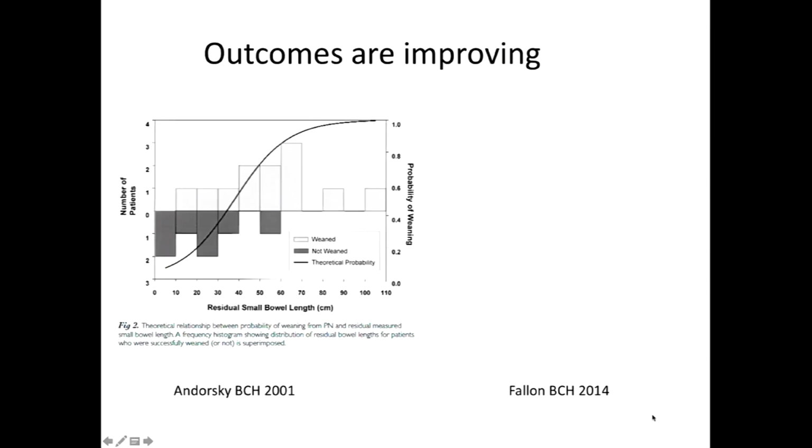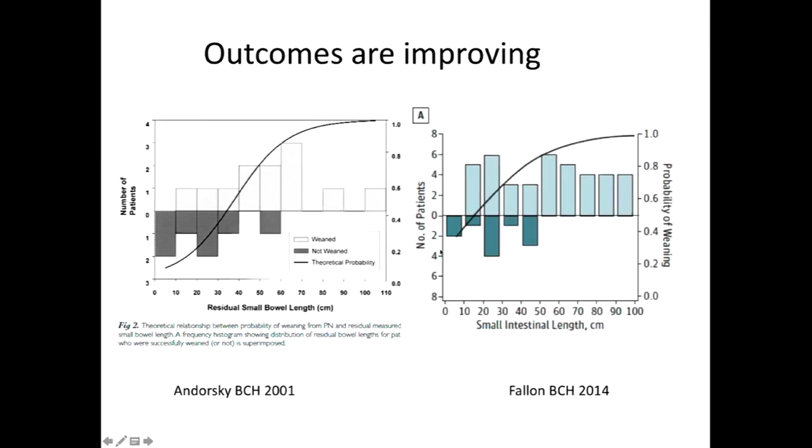A few years ago, we actually graphed the odds of weaning from parenteral nutrition, the sigmoid-shaped curve, and compared it with the residual small bowel length. And the inflection point, or the 50% cut point, was between 30 and 40 centimeters of residual small bowel. These were data that were collected in the 1980s and 90s, however.